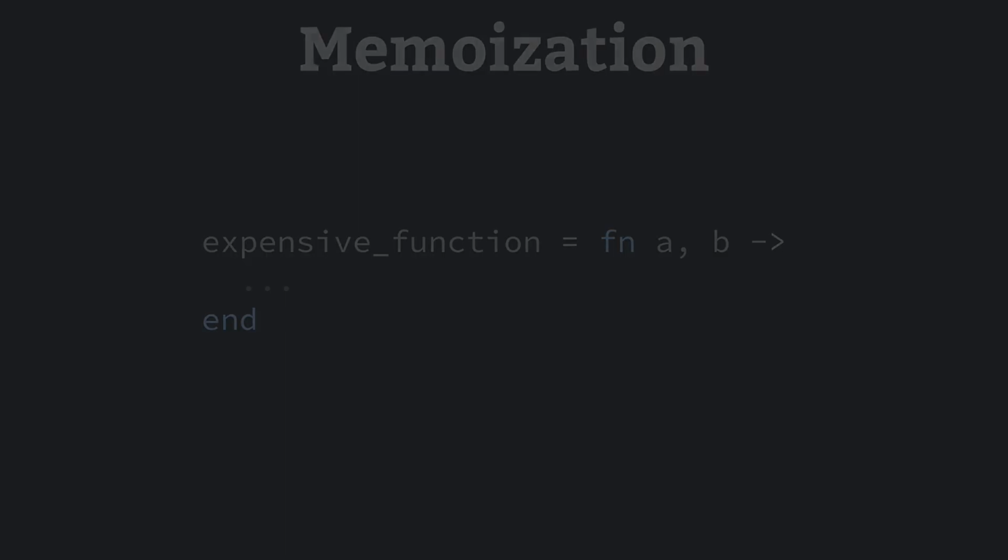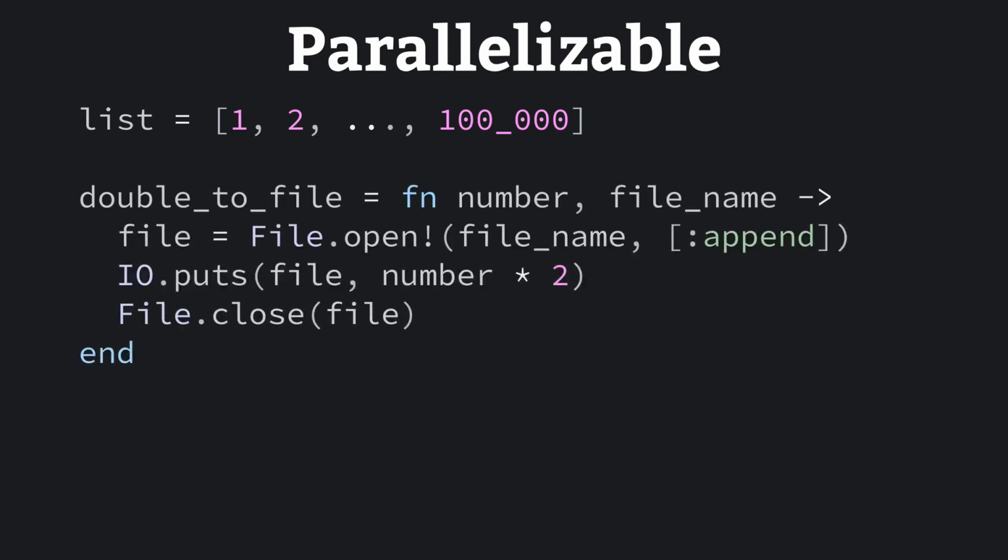Pure functions are parallelizable. To explain this, I'll give you an example that's borderline silly, but it should help explain what I mean. Imagine you've got a list of 100,000 numbers, and you'd like to double each number and save each doubled number to a file. Here's a function you could use to achieve that goal. By the way, this is a horrible function that I'm only using to make a point. Please wipe this from your memory after we're done talking about it.